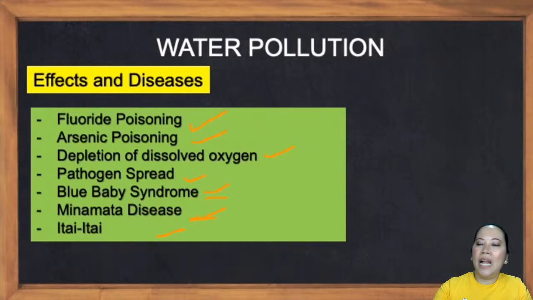All right, and of course, itai. Itai is a Japanese word. Itai itai means ouch ouch sickness. I hope I pronounce it properly. This is cadmium poisoning, which caused the softening of our bones and kidney failure. So this disease is named from the severe pain.